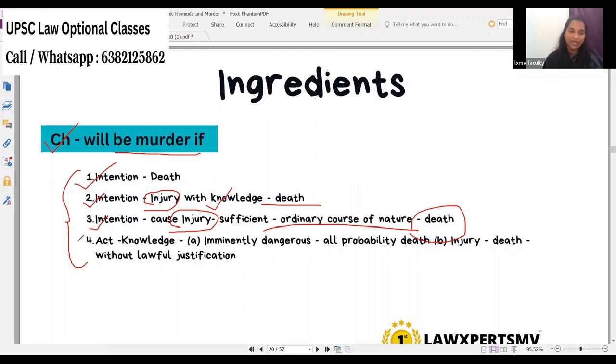And finally, you do an action with the knowledge that your action is very, very dangerous, imminently dangerous, that in all probability it will cause the death of a person, or it will cause an injury which will result in death. And you do this final act without a lawful justification, then you are committing murder. So I think you have got an idea what it is. If I explain each one in detail, you will completely understand.